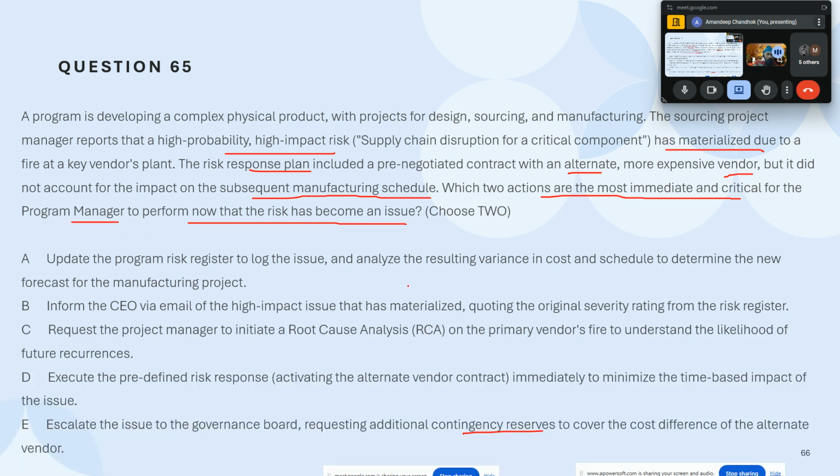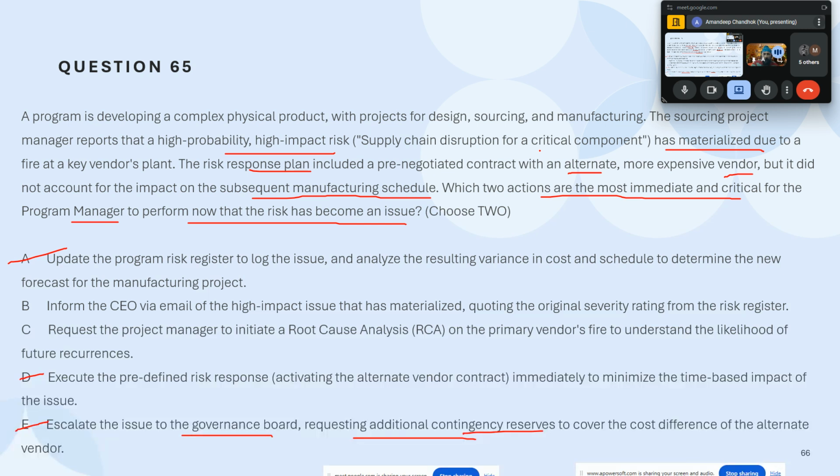So do we have a response plan? Yes. Can we kick off the response plan? Absolutely yes. So the answers that we had chosen were A, D, and E, if I remember correctly. Now, escalate the issue to the governance board requesting additional contingency reserve. No, the problem is you already have contingency reserves, right? Because you've already identified all of this. Then why would you ask for more money? Your response plan already has that.